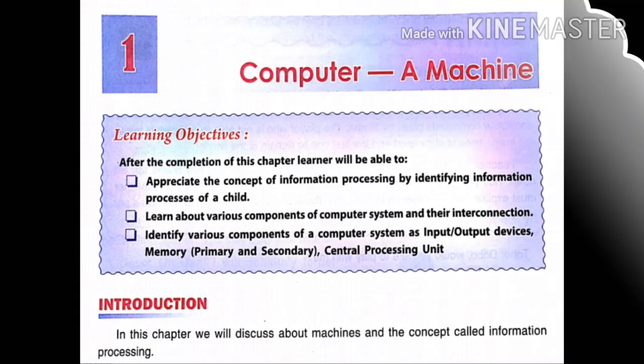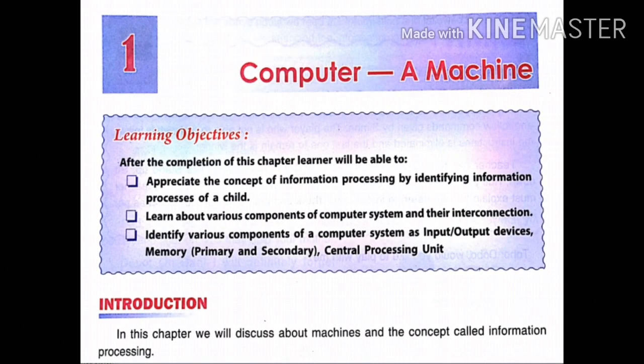After the completion of this chapter, we will be able to learn about various components of a computer system and their interconnection. We will be able to identify various components of a computer system as input-output devices, memory devices and processing device. Now let's start with the chapter. I am going to read the chapter for you. So all of you pay your attention.